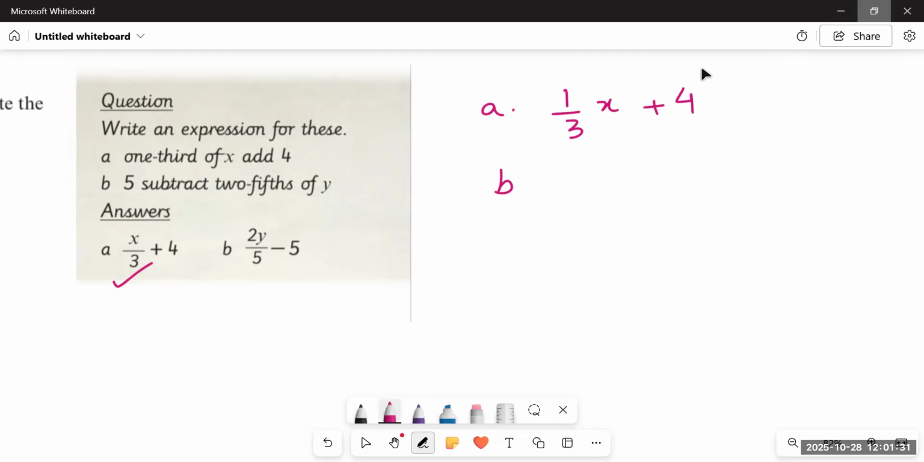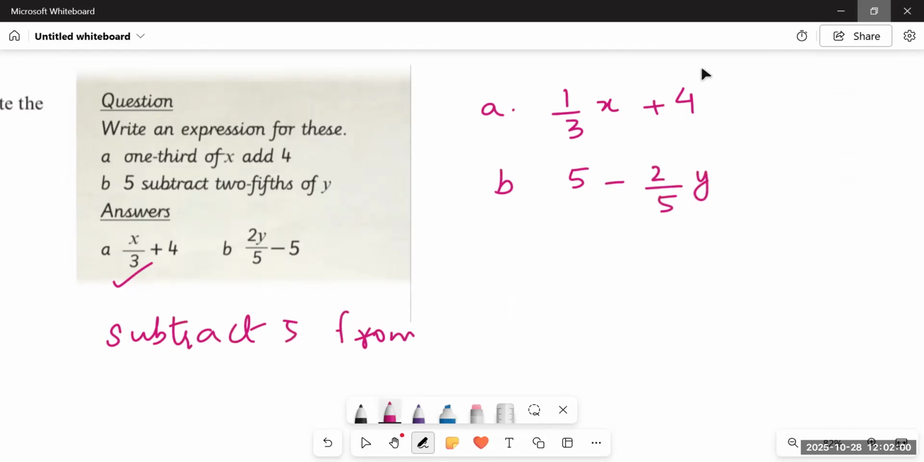5 subtract 2/5 of y. Subtract means minus. It's not subtract 5. It says 5 subtract. There is a difference between the expressions. If it would have been subtract 5 from, then we would write 5 after the minus sign. But since it says 5 subtract, we have to write 5 minus 2/5 of y.